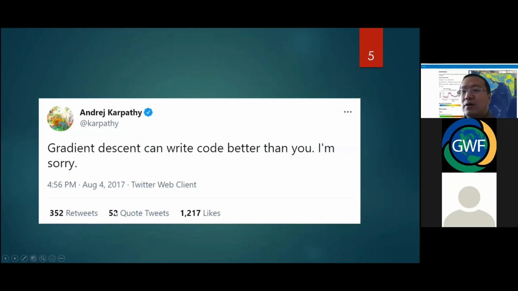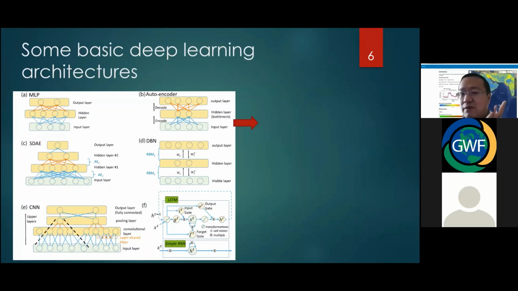Later on, my title actually comes from this tweet from Andrej Karpathy, who is the autopilot lead of Tesla now, but was previously a PhD at Stanford. He said, gradient descent can write code better than you. I'm sorry, because this is a very famous tweet. Essentially, if you're trying to write some code to do certain optimization tasks, you will find that gradient descent, which is the fundamental way that these deep learning neural networks train themselves, always comes out on top. And we see this in various different scenarios in hydrology as well.